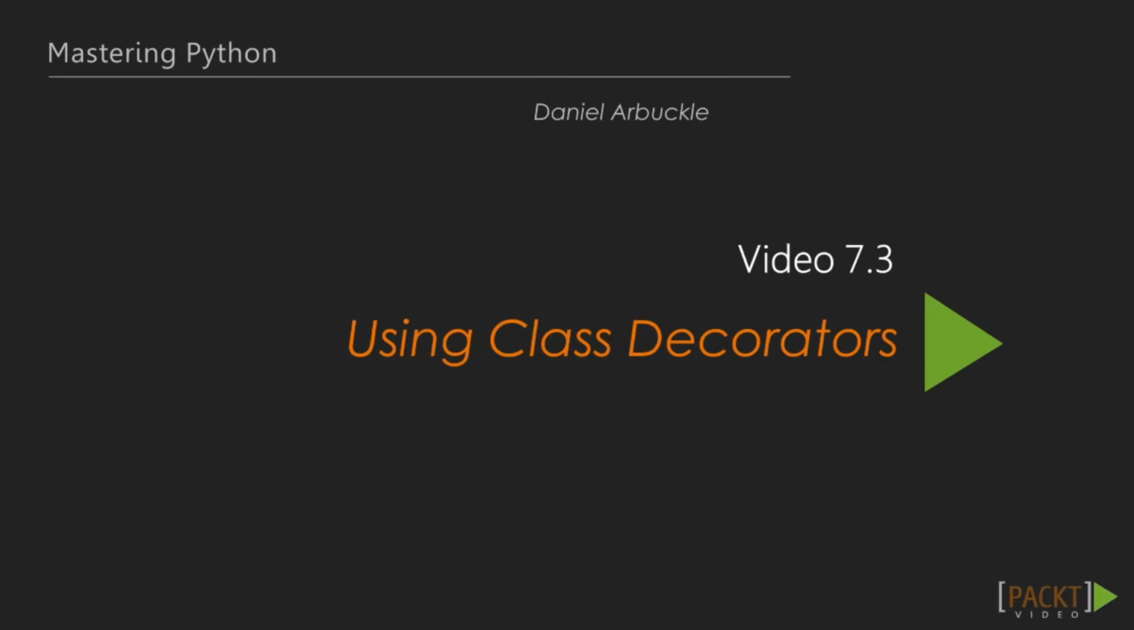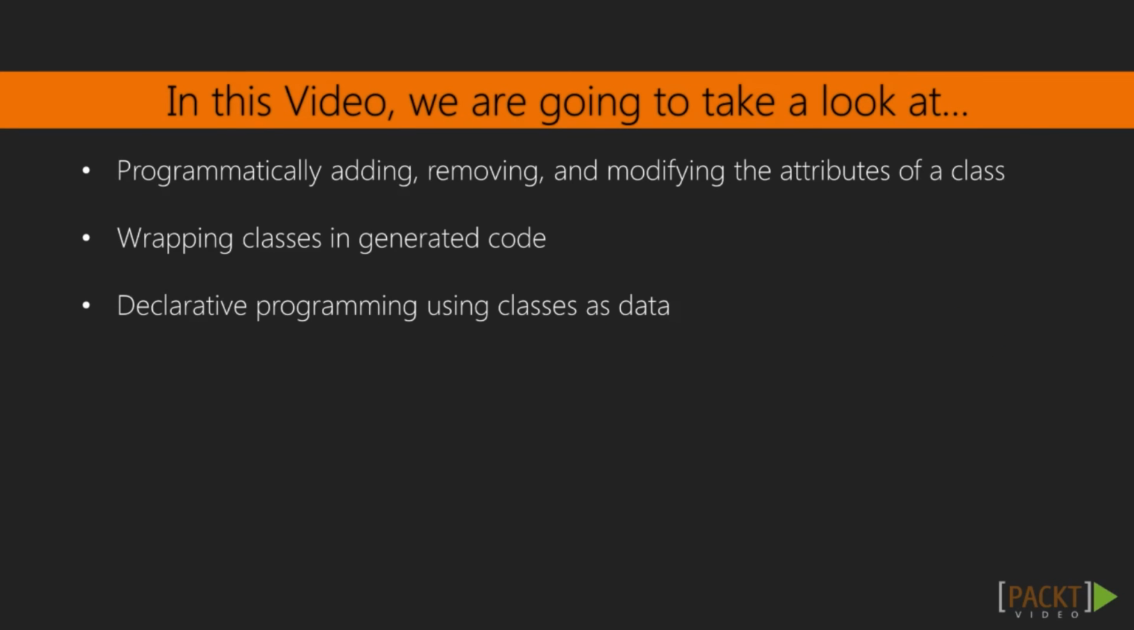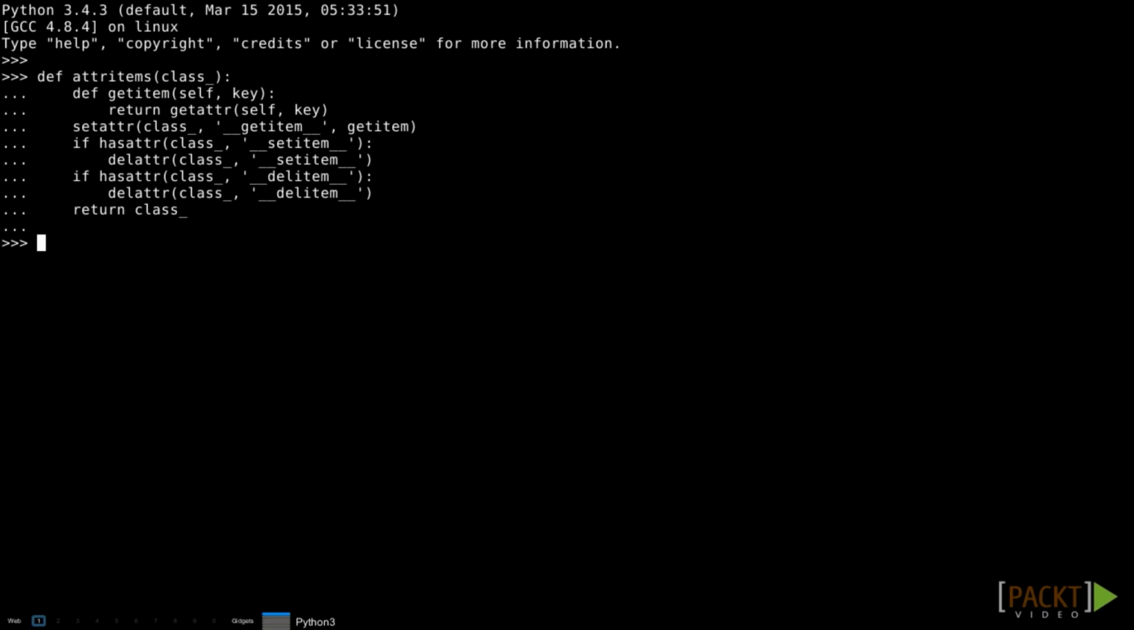7.3, using class decorators. We're going to see how to use class decorators to programmatically add, remove, and modify the attributes of a class, wrap a class in generated code, or even use the class as structured input data for declarative programming. Class decorators work in the same basic way that function decorators do.